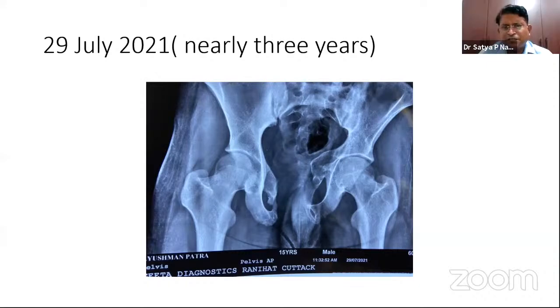So another thing is, will there be any urethral diverticulum, urinary bladder diverticulum?